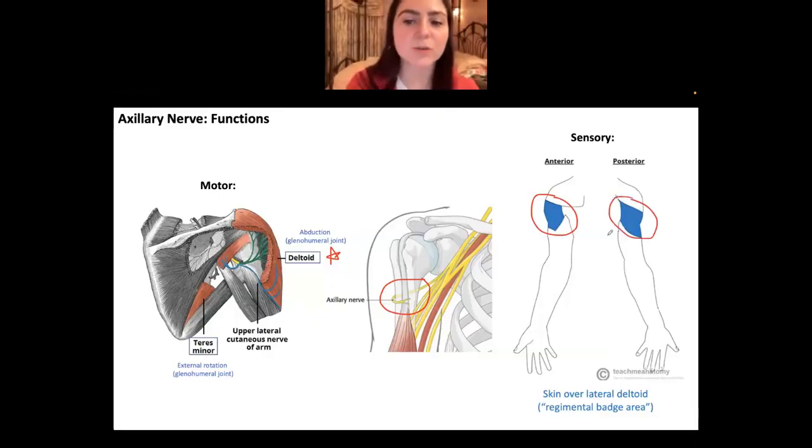And they call this the regimental badge area. I don't really know regimental, but if you're playing soccer or something and you see people wearing the captain bands, it's like a badge. So they call it a regimental badge because imagine someone wearing something on their arm, that's where it would lay. You lose sensation to everything that it's touching. Just like if you were to wear a regimental badge of some sort, you'd lose sensation here. So this is where you lose sensation if you have an axillary nerve injury. It's easy to remember because it matches up really nicely with the deltoid.